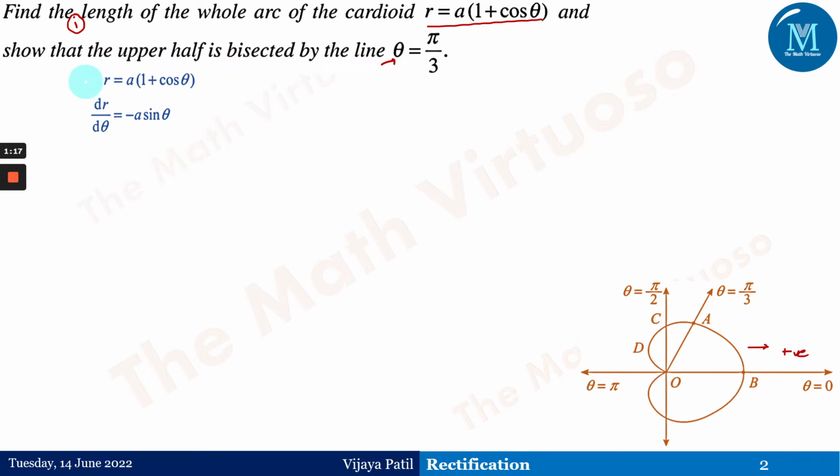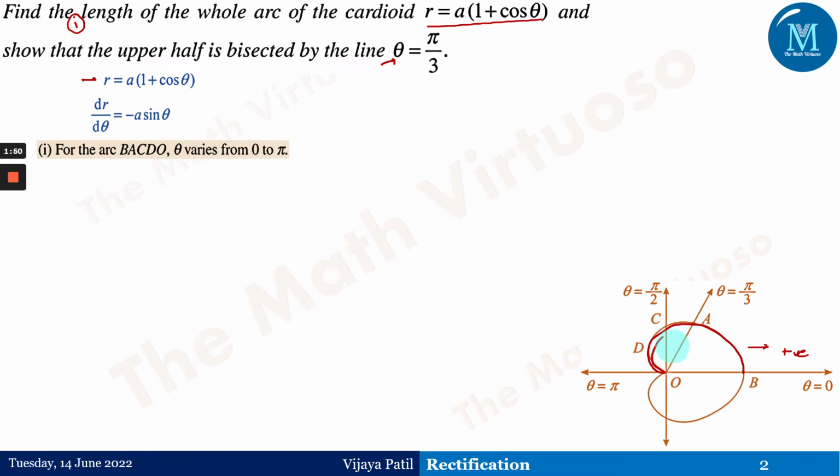First of all, let me make you understand one thing, that is r = a(1 + cos θ). Differentiating r with respect to θ, we will be getting it as minus a sin θ. So the first one, the whole arc of the cardioid, that is the arc BACDO. It is like half part of this particular cardioid, the arc BAC. So we are just considering the upper half of this particular cardioid.